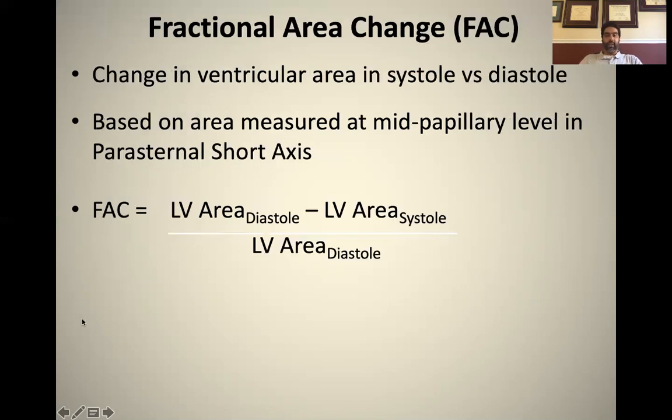Fractional area change is basically the change in ventricular area in systole versus diastole. What you're doing is getting a mid-papillary short axis view, and you're measuring the area using the machine, looking at it in systole and diastole. You're subtracting the difference between the two areas and dividing it by your diastolic area. That gets you your fractional area change, or the change in your left ventricular area in systole versus diastole.